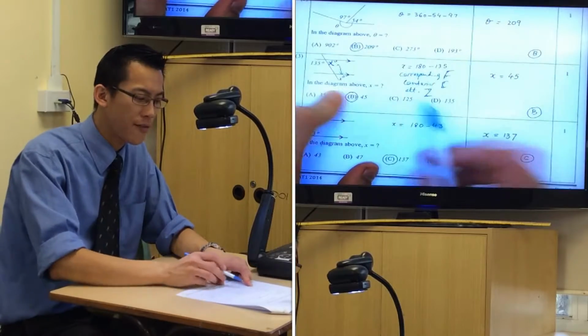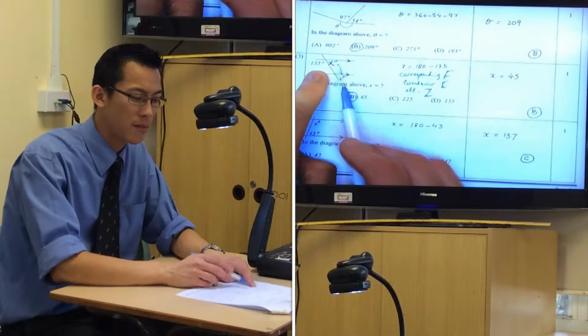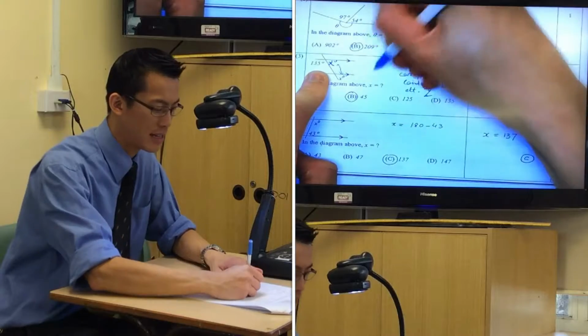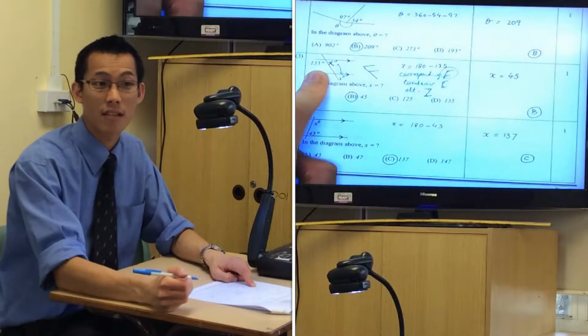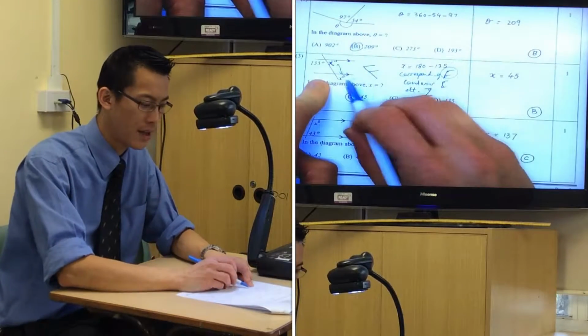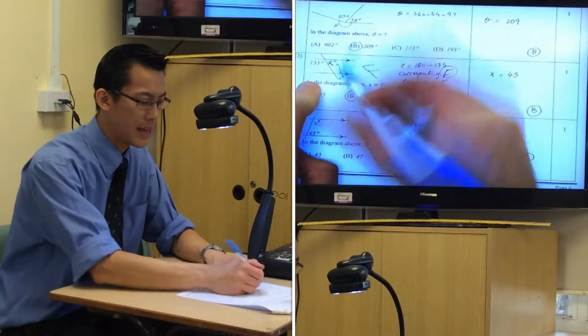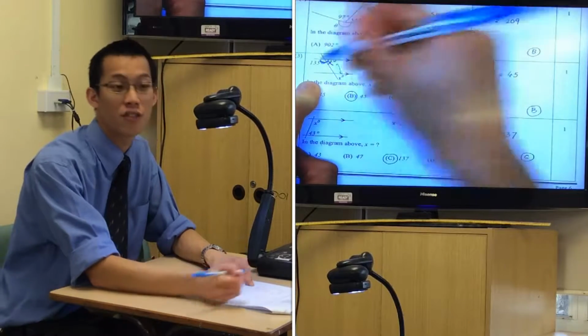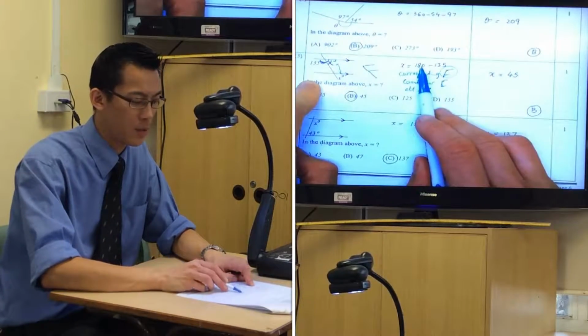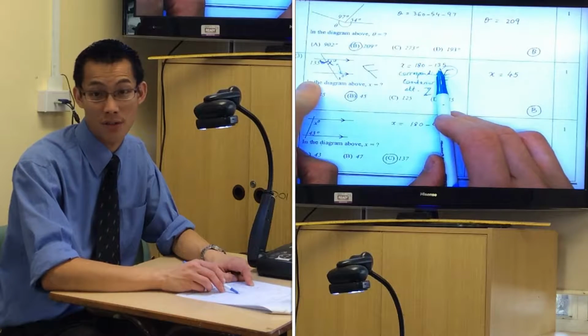So if I'm looking at these two, that looks to me most like it's an F. It's just kind of slanted over. Can you see that? So that's why they're corresponding angles. That's x and that's x. The angle sum of this line here is 180 degrees. So that's why the working out is 180 minus 135.